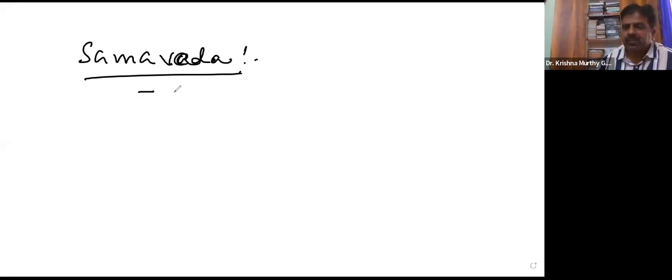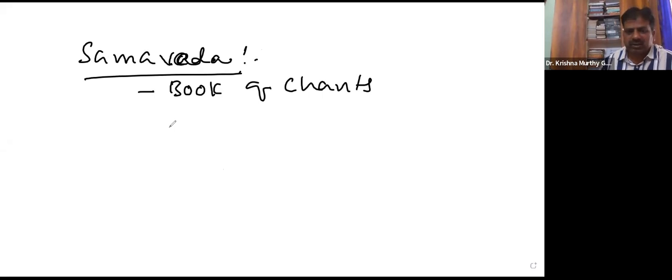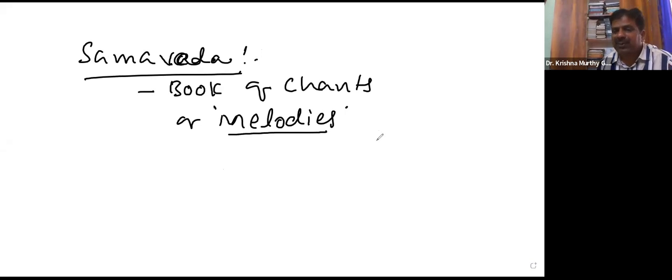Samaveda is the book of chants, or melodies. It is the first Indian text to give a vivid description of Indian music and even dance. That's an important aspect, of major importance.